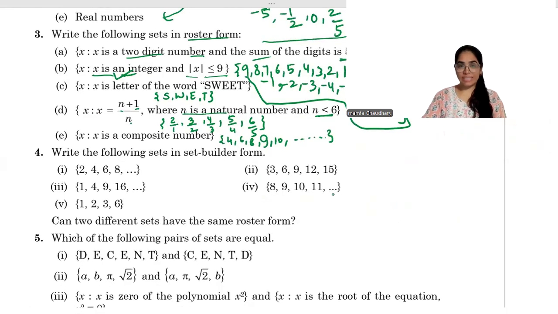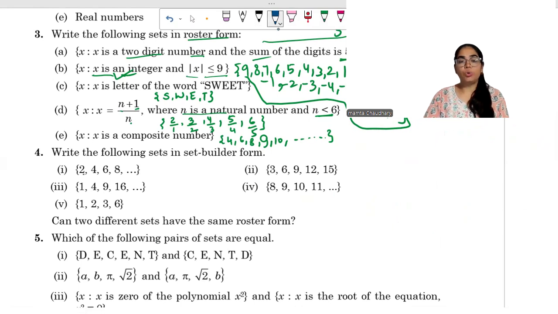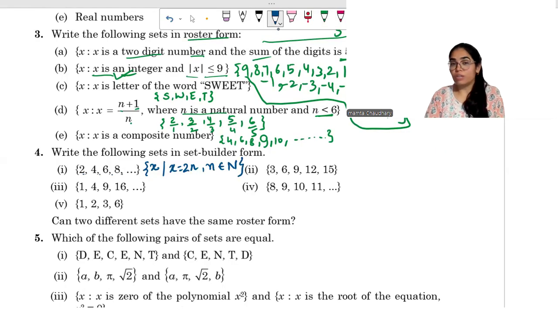Next, write the following sets in set builder form. So 2, 4, 6, 8. What can we write? We can write it as X, where X is 2n and n belongs to natural numbers, and then dot, dot, dot, which means it is going till infinity.